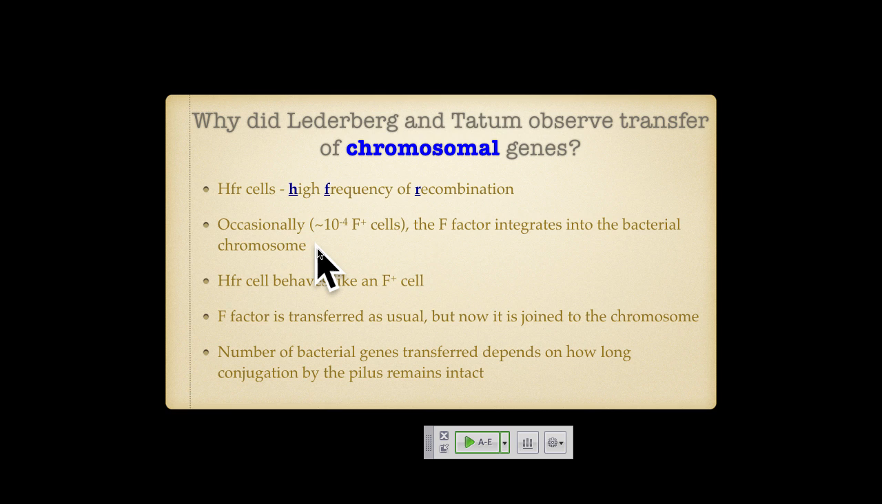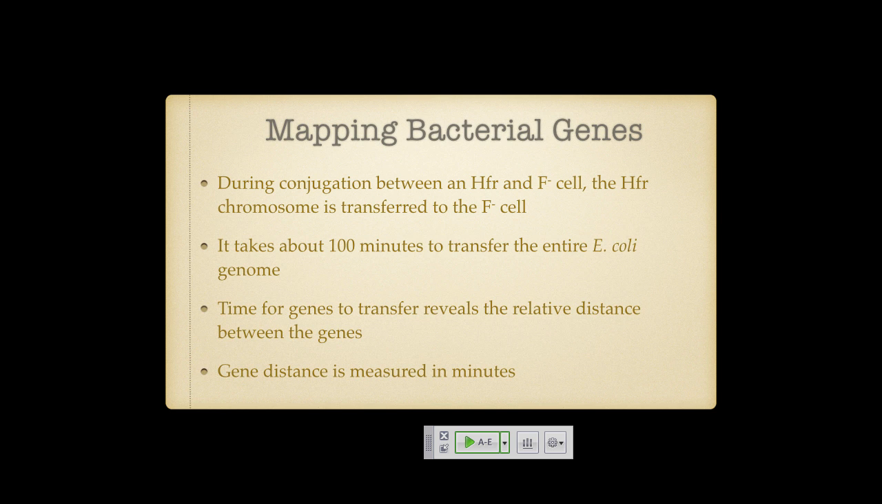Now here's the important point. The F factor can integrate at random into the chromosome. But the transfer of DNA from the HFR cell to an F minus cell always begins at the point of insertion of the F factor. So the F factor can go in some random location on the chromosome, but transfer always starts at the F factor. But since it's part of the chromosome, you can now transfer not only the genes on the F factor, but some of the chromosomal genes.